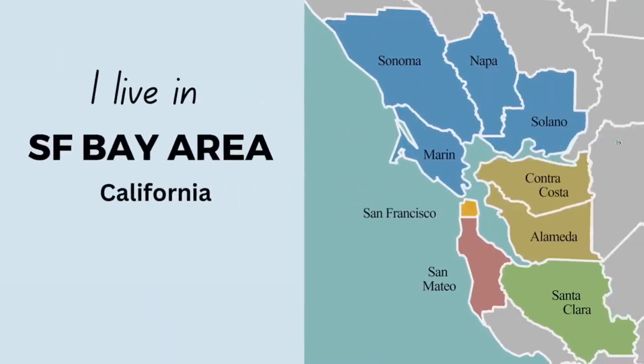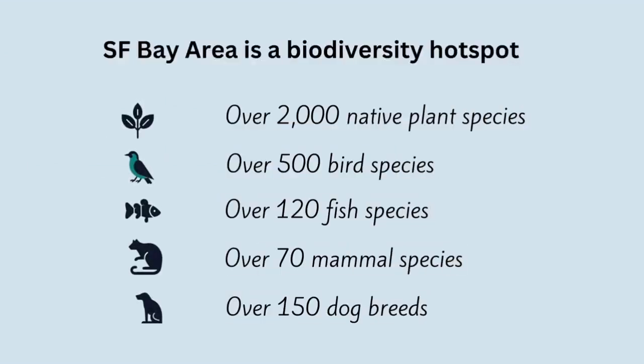So I live in the San Francisco Bay Area, which is close to the coast, as you can see, in Central California. One of the things that I really like about living in the San Francisco Bay Area is the amount of biodiversity it has. A lot of people are not aware. People usually think of the San Francisco Bay Area as a tech hub, but there's a lot you can actually see in nature that's pretty diverse as well.